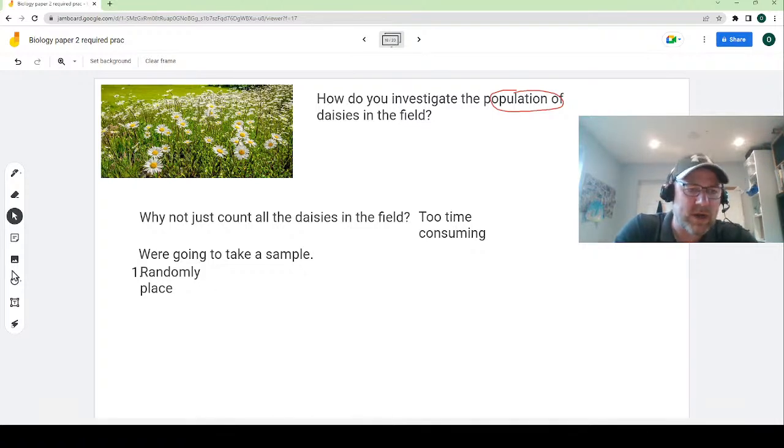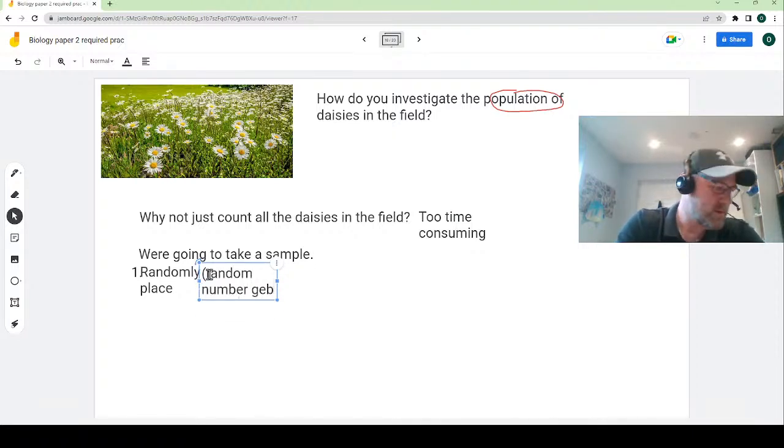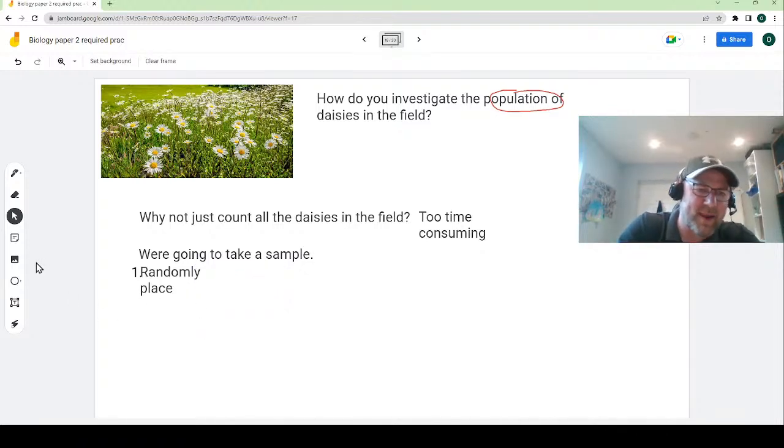Yeah, Claire also added use a random number generator. Does anyone know where you find that? Yeah, Quadrat. Okay, so let's get to that. Randomly place, well done, a Quadrat.